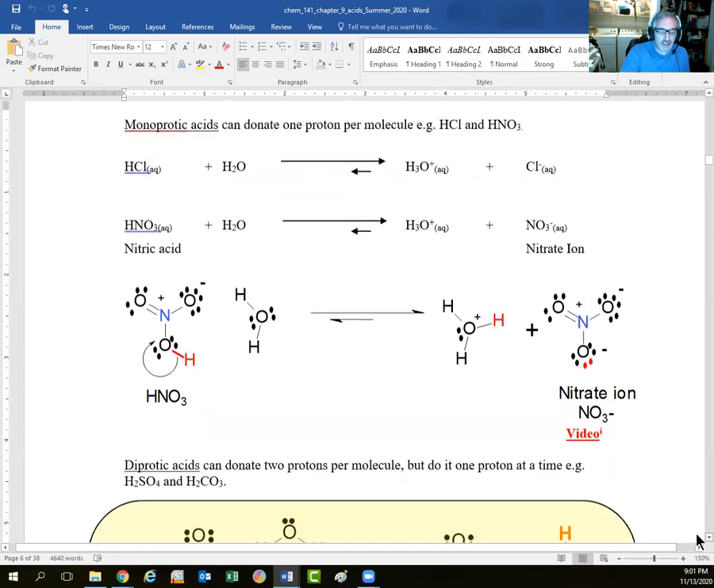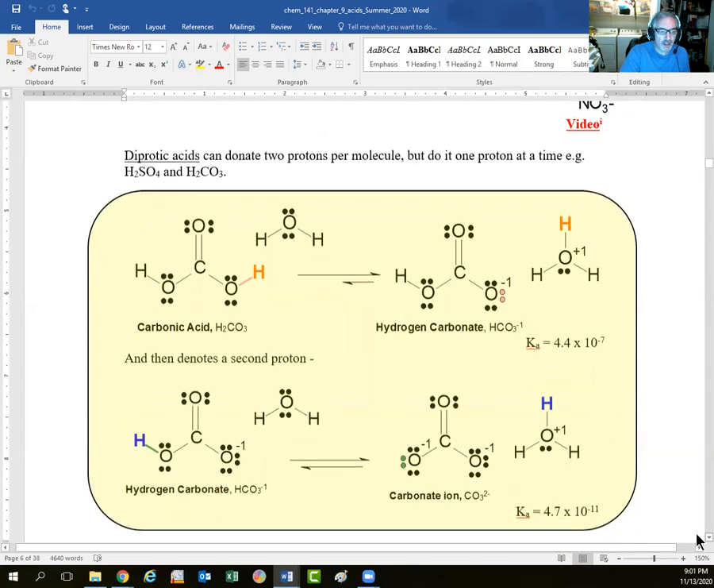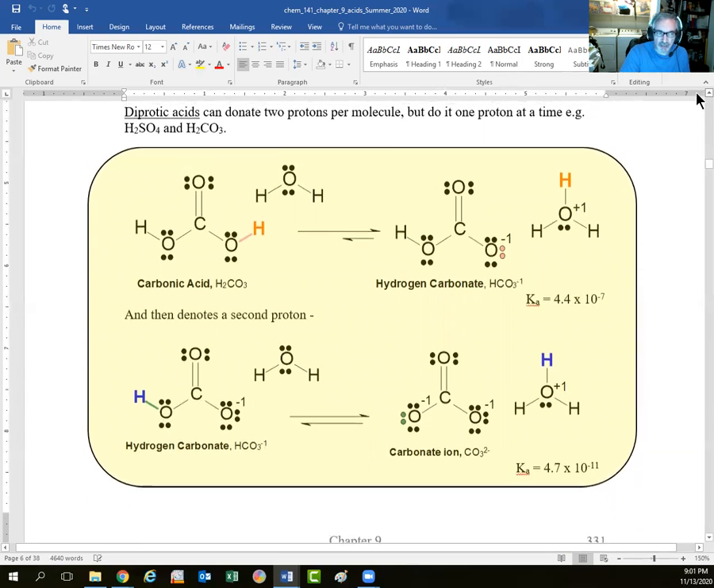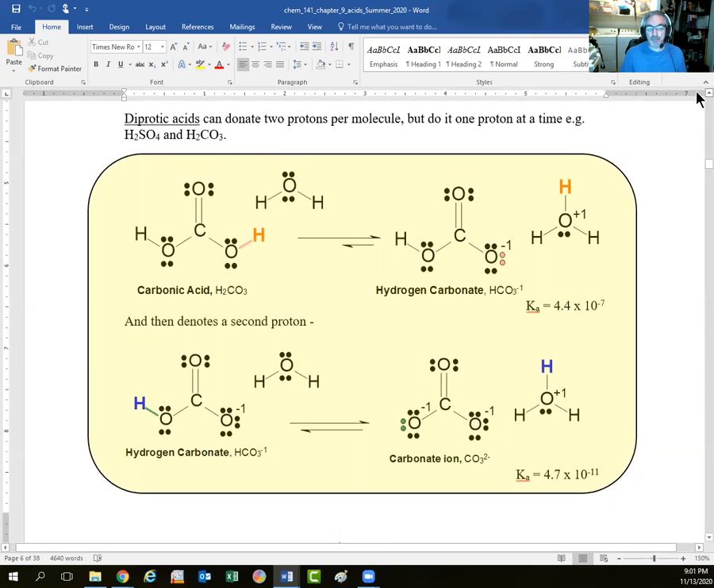So acids that give away one proton. We also want to study a couple of acids which are considered diprotic. That is, that they give away two protons in total.